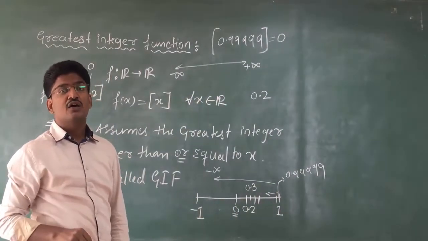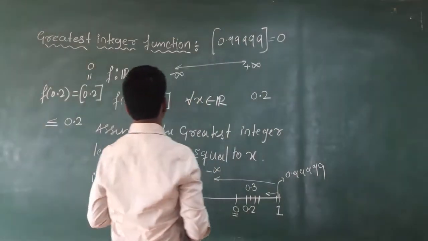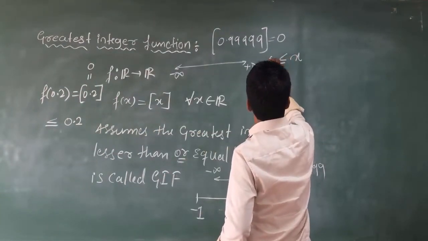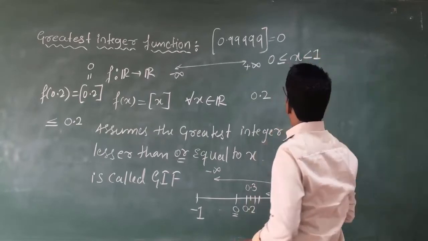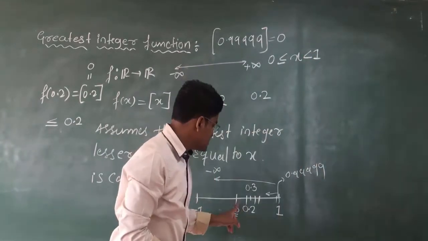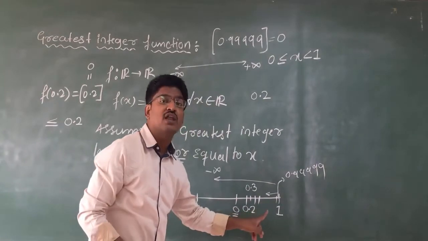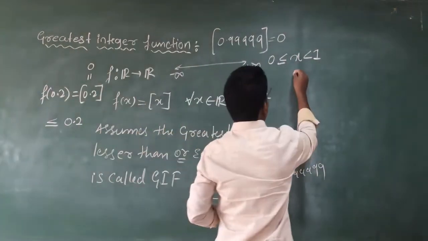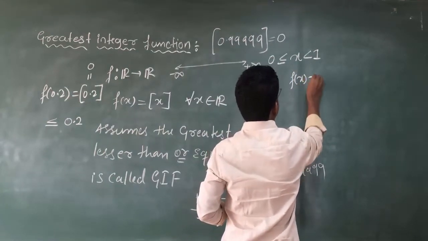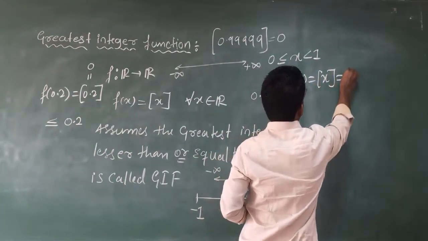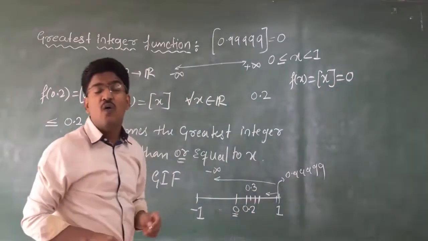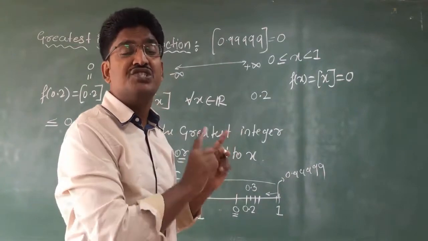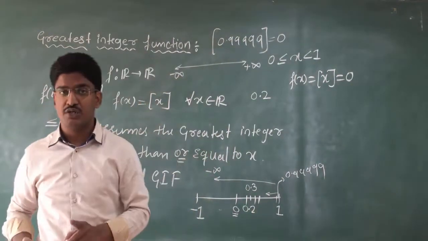Are you clear? So whenever x lies in between 0 and 1, the greatest integer of x, that is f of x, will always be equal to 0. Approximate value is different, greatest integer value is different. Please don't get confused.